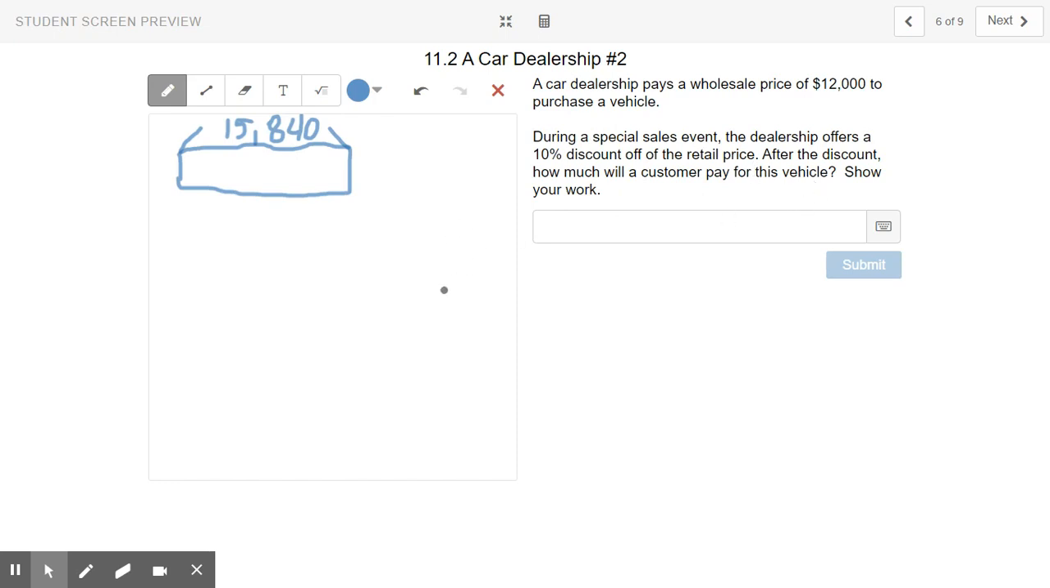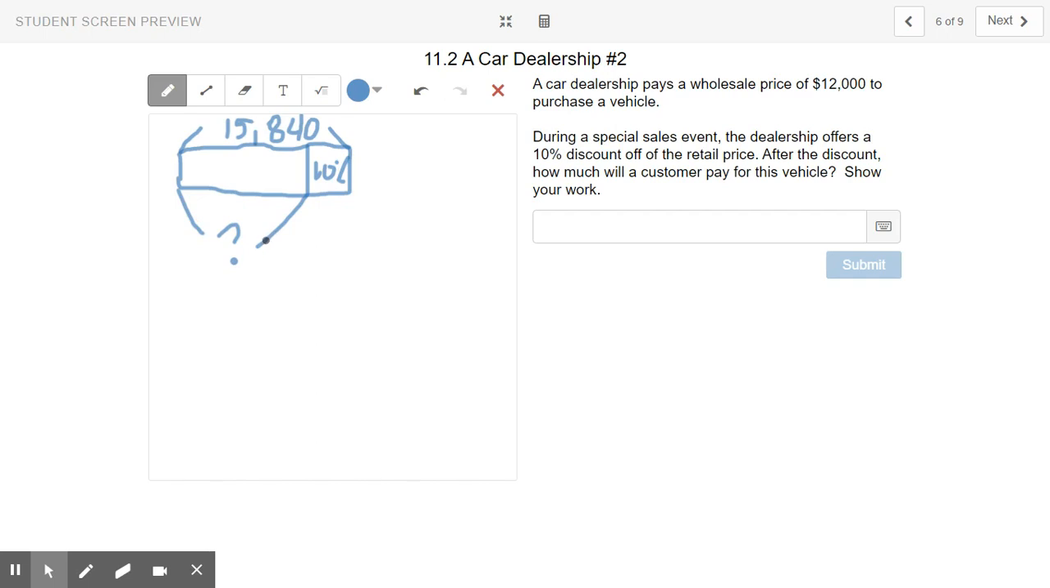Show your work. So now we have this car, and they're going to do a markdown. So for some reason, maybe they want to get more customers in, or they can't sell this car. They're going to mark down the price by 10%. So they're getting rid of this. And the question is, how much will the customer pay? So now we want to know, how much is this amount in dollars with that 10% discount?